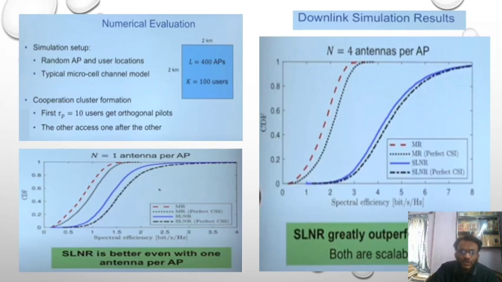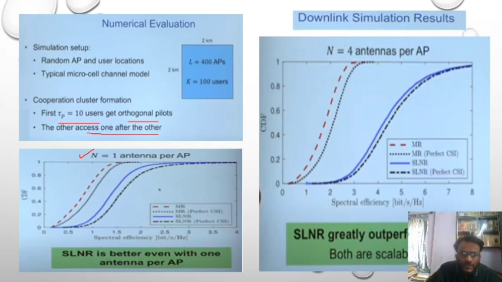For the numerical evaluation, we can consider an area of 2 kilometers by 2 kilometers, with L equal to 400 APs and 100k users. Therefore, tau_p is equal to 10 for users getting orthogonal pilots, and the rest share across the other pilots. If N is equal to 1, the number of antennas is equal to 1 in this condition.